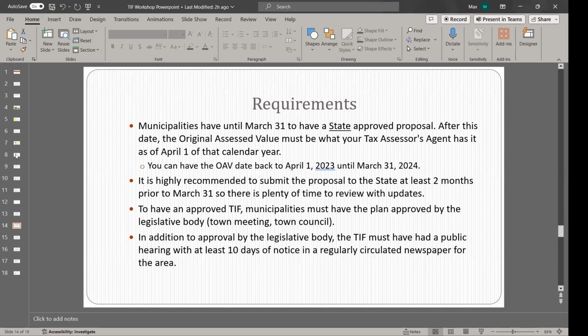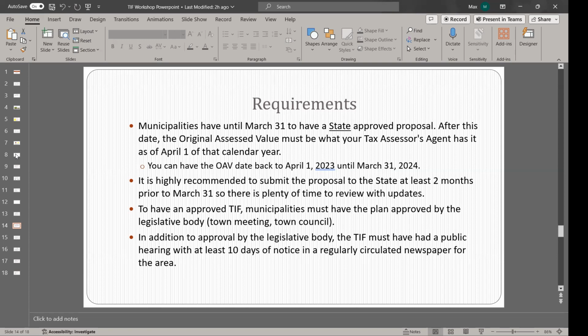It is highly recommended that if you do want to create this, that you try and work with the state to submit something at least 2 months prior to March 31st, or earlier. The sooner the better, really. Because if you send something to the state and they have notes for you, then it's not a state-approved project, and you don't want to run out the clock on that. I always like the 2-month window because it gives the state plenty of time, it gives the town plenty of time to respond. So I always like having that little window for myself.